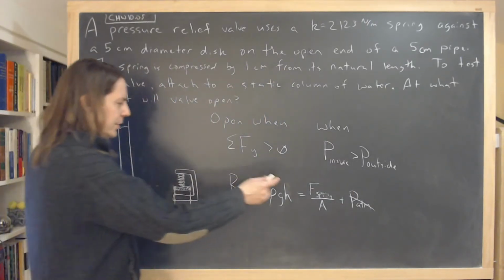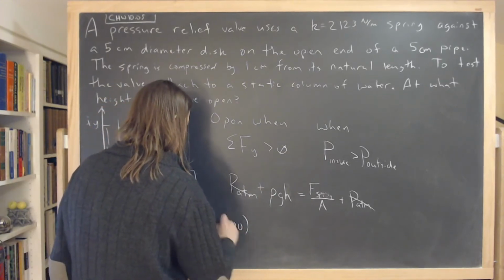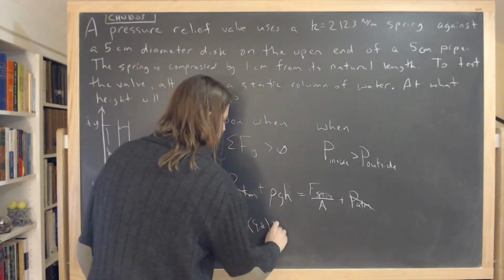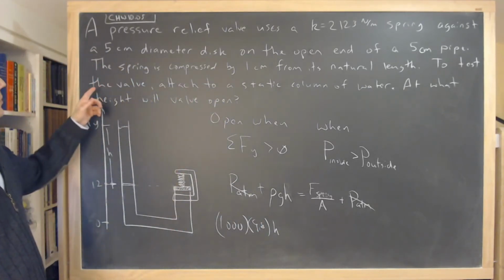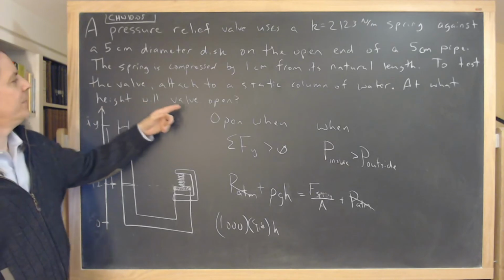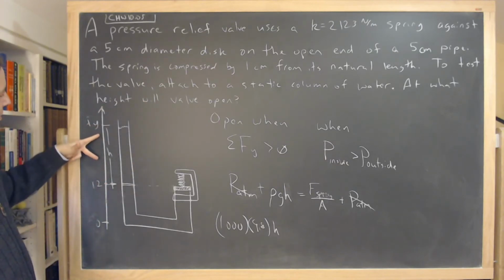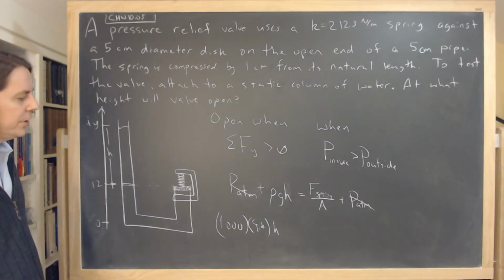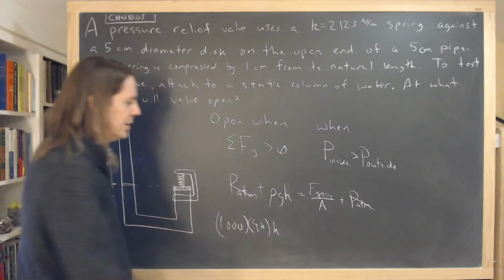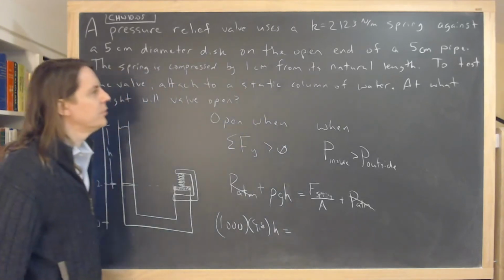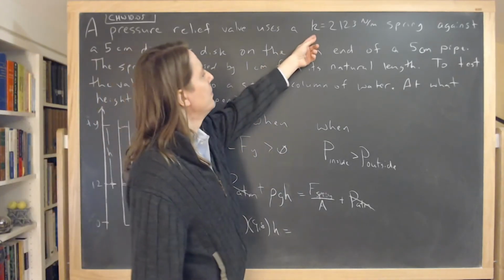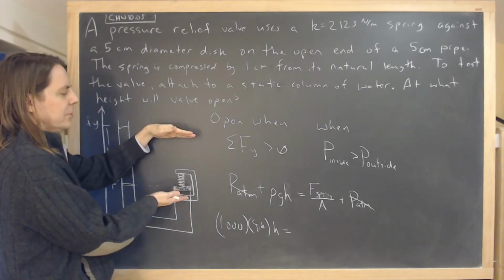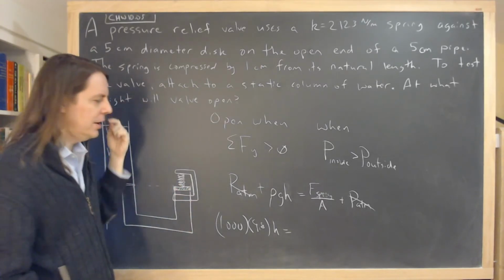All right, so let's see what we know here. 1,000 is the density of water, 9.8 gravity. H is what we're looking for. We were asked at what height will the valve open? So we need this H. Numerically it wants the position on the axis, so we'll add 12 to it later. But for now, we'll just call it H, equals the spring. We know its spring constant, and we know how much it was deflected. Its natural length is here. It was pushed up by a centimeter. So we just use Hooke's law, F equals Kx.